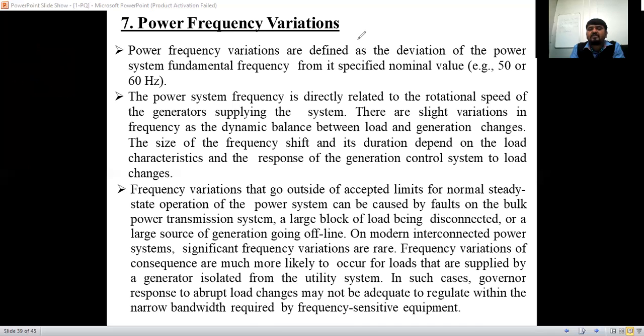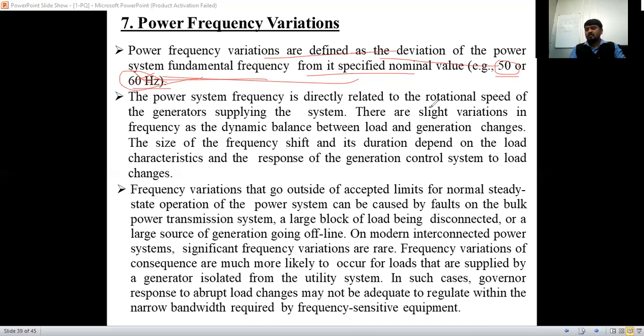It completely depends on the load of the particular area or particular line, the load is different here. So power frequency variations are defined as the deviation of the power system fundamental frequency from its specified normal value, that is 50 Hz or 60 Hz. Deviation means it may increase or decrease. In our country we are using 50 Hz. It may be less than 50 or more than 50.